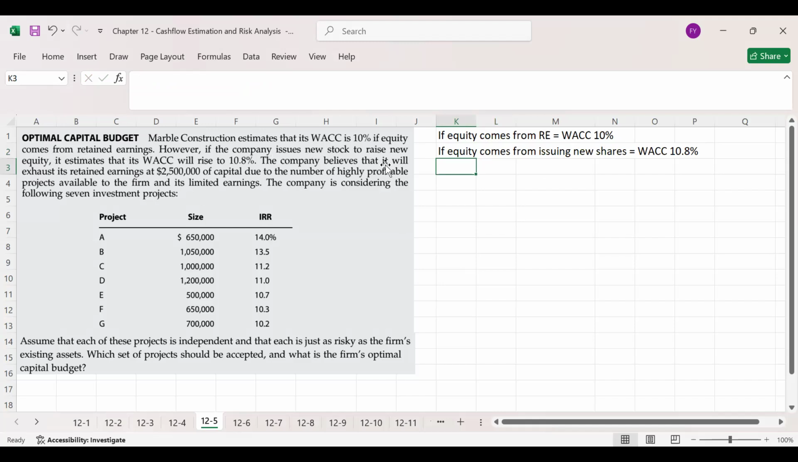The company believes that it will exhaust its retained earnings at 2.5 million of capital due to the number of highly profitable projects available to the firm and its limited earnings. So this 2.5 million of capital is limited if the company is going to use its retained earnings to finance the projects. So in the first case, if the equity comes from retained earnings, then the finance is limited, which is $2.5 million.